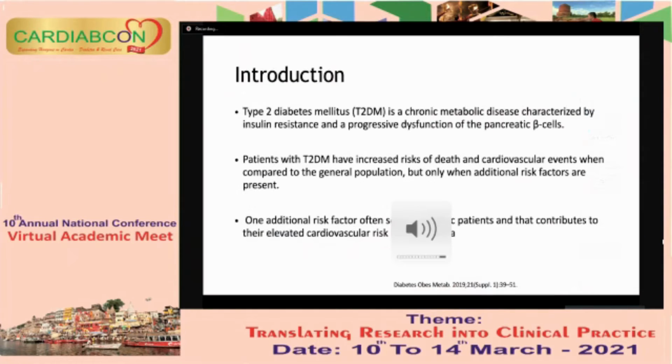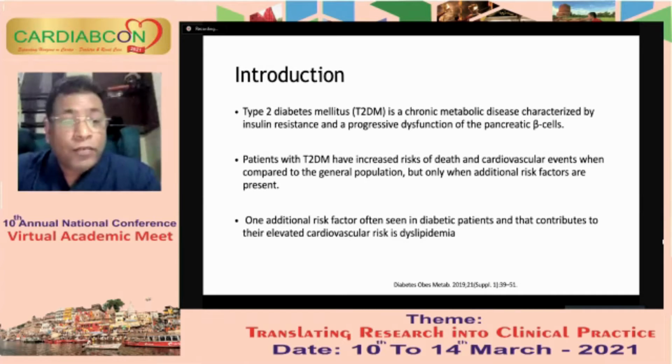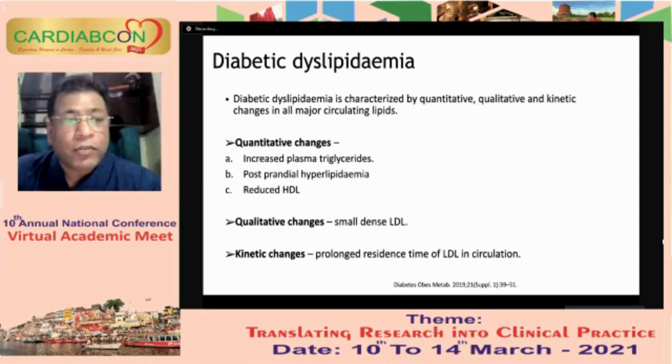Okay. So diabetes is a chronic metabolic disease, and one additional risk factor, which is often seen in diabetic patients and contributes to their elevated cardiovascular risk, is dyslipidemia. And this is not a normal dyslipidemia where LDL has gone high or HDL has gone down. It is quantitative changes as well as qualitative changes. So there are increased plasma triglyceride, postprandial hyperlipidemia, reduced HDL, and higher small dense LDL.